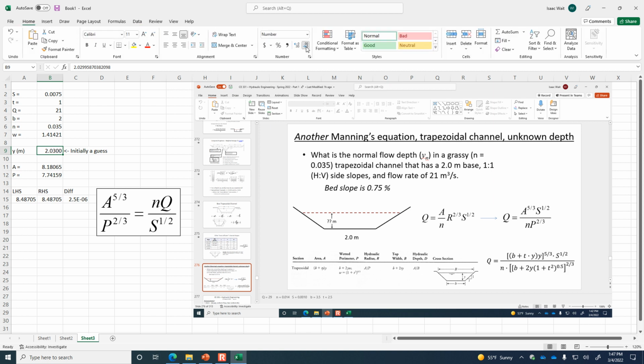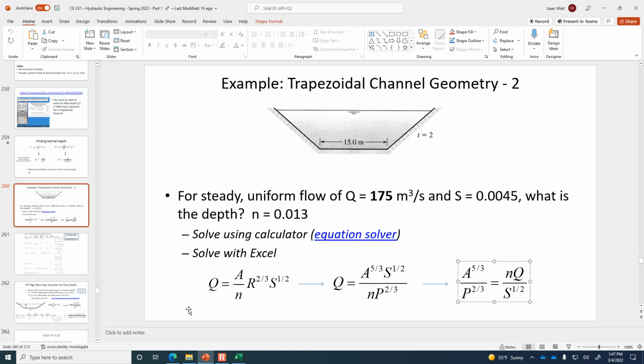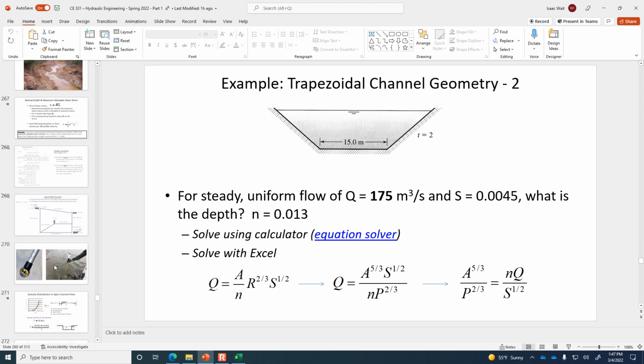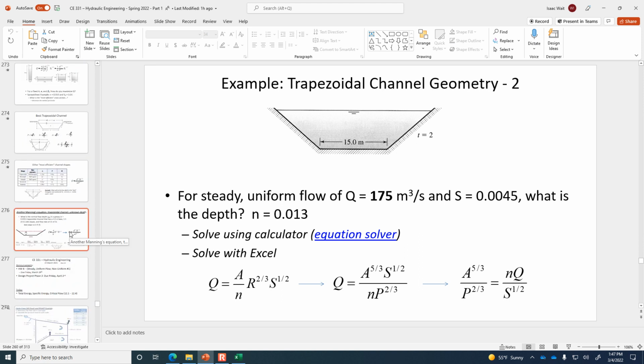I'd done my calculations on paper rounding W down to 1.414. And I guess those extra decimals make a difference when you're taking it to the 5/3 power. So this is our flow depth, 2.03 meters. By now, I think probably you're getting pretty good at solving for the unknown flow depth in a trapezoidal channel with Manning's equation. I don't know that we'll have any more of those.